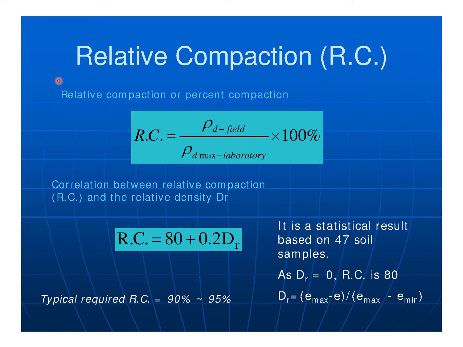Then look at the relative compaction. This is the formula for the relative compaction, and in fact the relative compaction is the dry density that you have obtained in the field divided by the maximum dry density that you obtain in the laboratory multiplied by 100. Relative compaction can be related to relative density in this formula like this, and keep this in mind that relative compaction can be used for all types of soils, but relative density, D sub r, is meant for granular soils only.